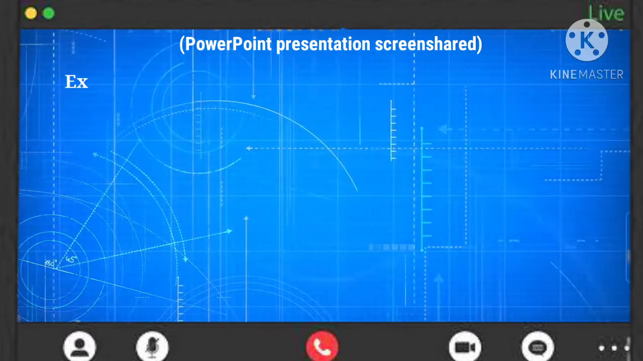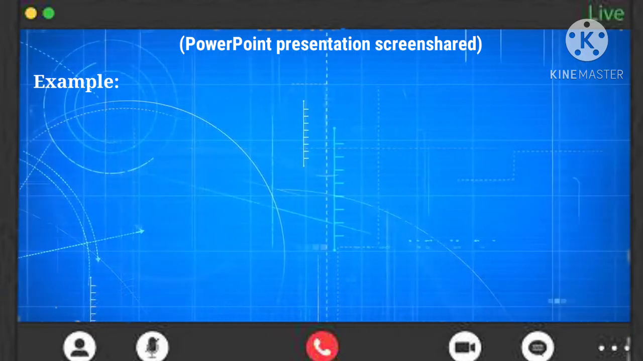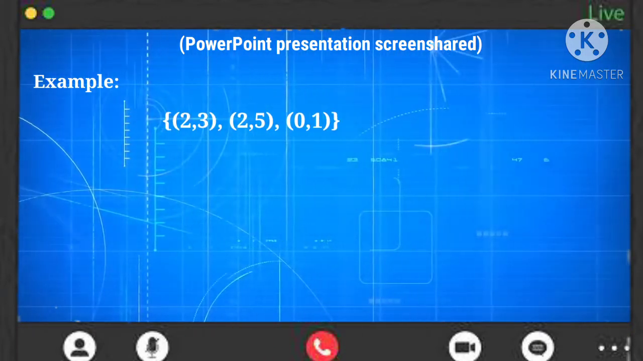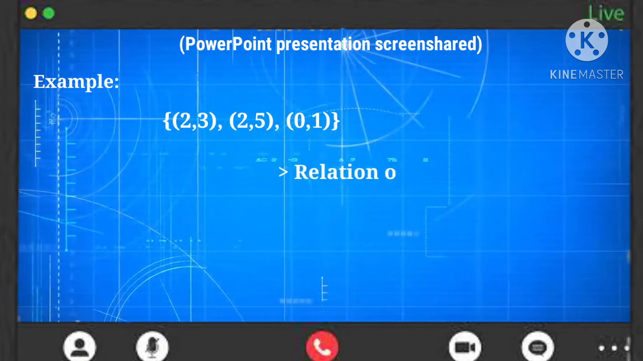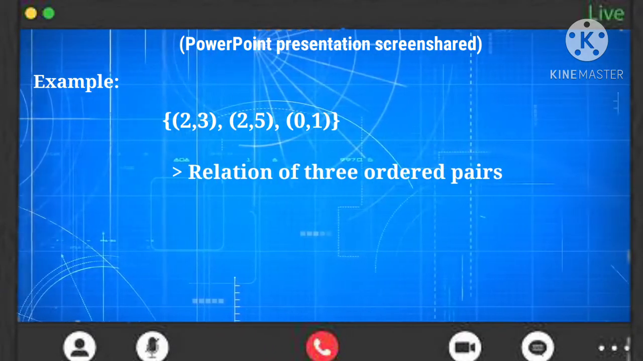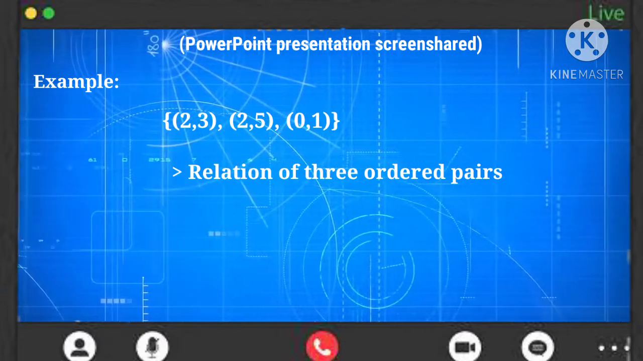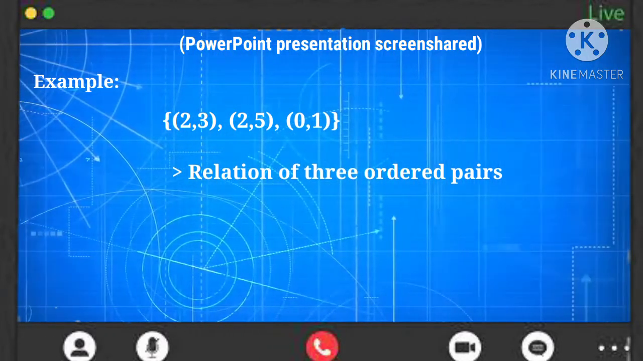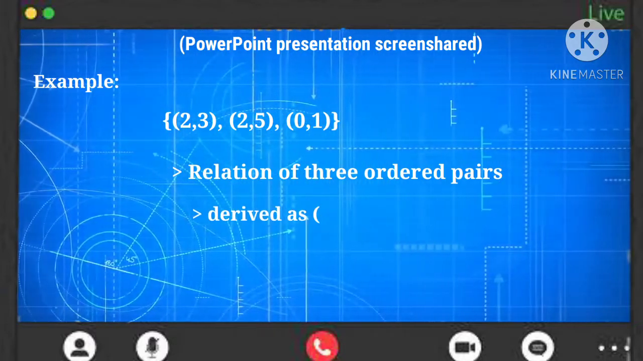An example of a relation might look like this: the set of (2, 3), (2, 5), and (0, 1). Here, class, we have a relation consisting of three ordered pairs of points on the Cartesian coordinate system. We are familiar with ordered pairs and usually see them denoted as x and y.